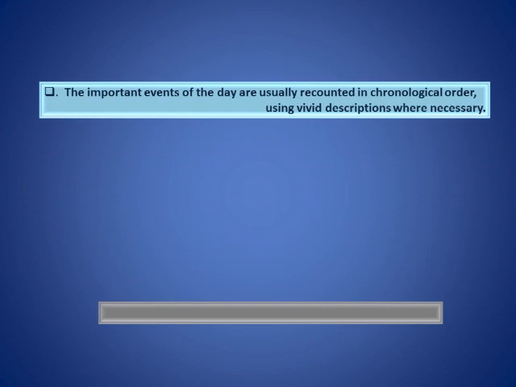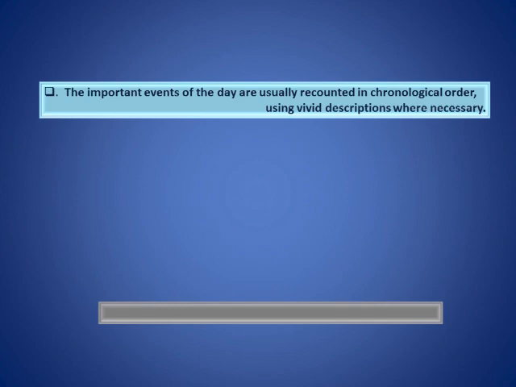So let's go to next. What we find there, the important events of the day are usually recounted in chronological order. So what we find, students, chronological order means whatever you are writing in your diary. Suppose you attended a birthday party of your friend, or any function or marriage anniversary, and something happened with you. So chronological means you will explain the things in the diary sequentially, step by step, one by one. Chronological means from starting to end, and using vivid descriptions where necessary.